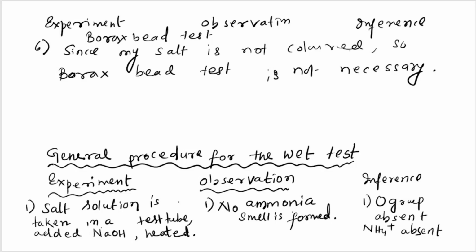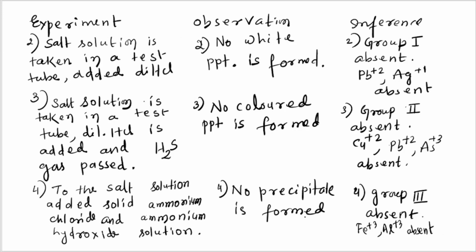So you will take the salt solution, because it is for the wet test, and add NaOH and heat. NaOH means sodium hydroxide. Since the salt is not ammonium, no ammonia smell is evolved. Then what is the inference? That means the 0 group is absent, or NH4 plus is absent. Then where will you go? If group 0 is absent, then you will go to group 1.